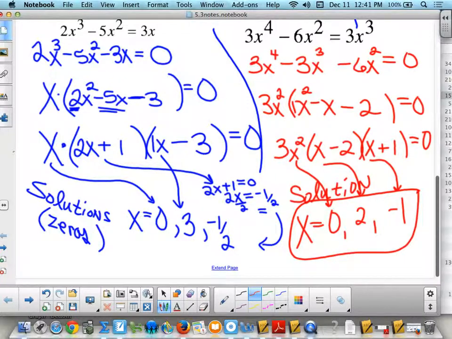So the solutions to your polynomial equation are right here. Could you check these and put these back in? Yeah, you can. Although, that takes time, and I'm not going to do it right now.